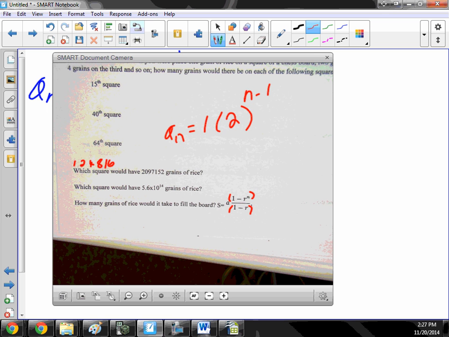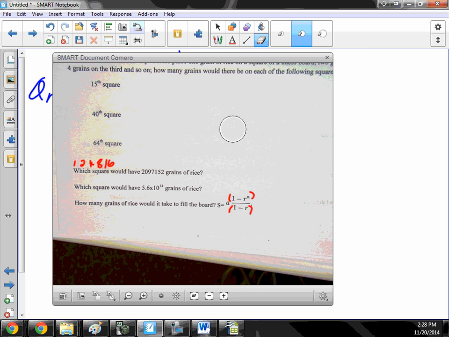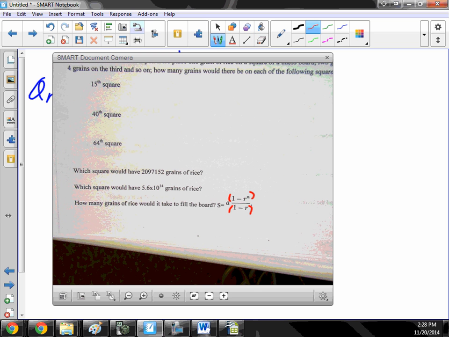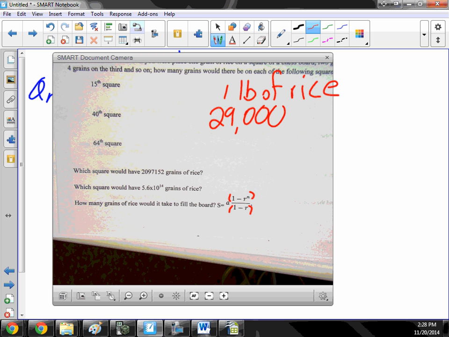So, for your final question, because you guys are so smart, when you get this number, and it's huge, it's something times 10 to a big number, okay? I want to know, is that enough rice to feed the world? Well, I will give you some numbers. Here's what you're going to use. In 1 pound of rice, there are 29,000 grains.